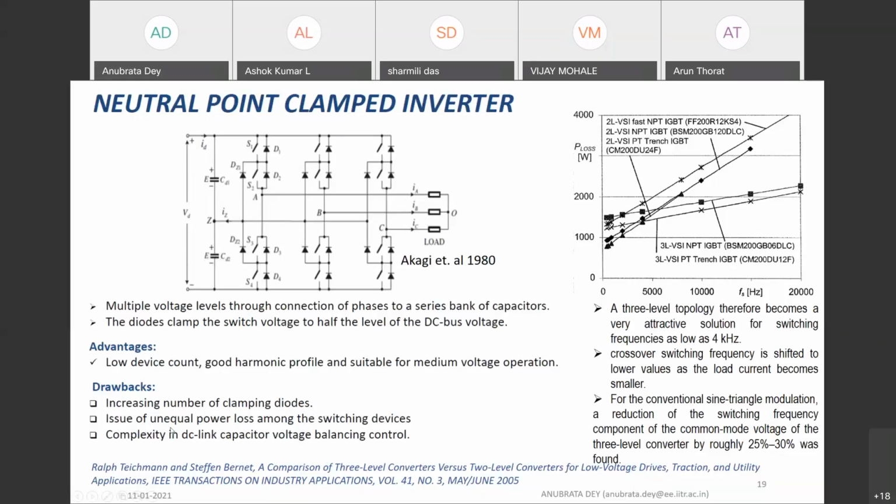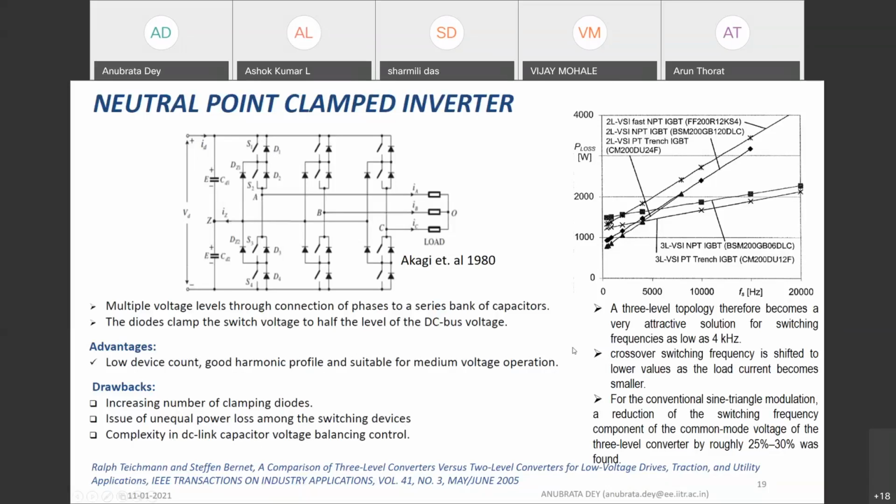The issue of unequal power loss: obviously the heat dissipated across the switch S1 and the heat dissipated across the switch S2 won't be the same. And also the complexity in the DC link capacitor voltage balancing control is always there. So these are the issues challenged by the engineer.